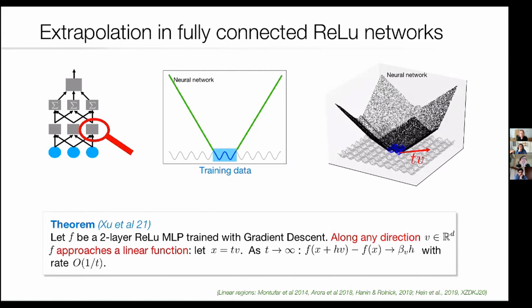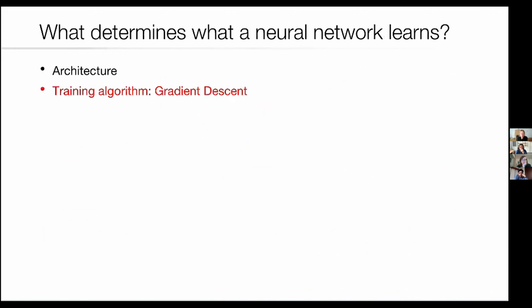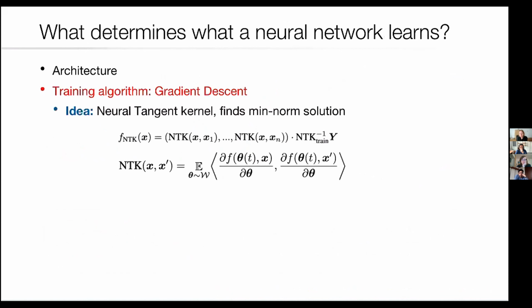So this is something to keep in mind: as you go away from your training data, this learnable part really just implements some kind of linear function, pieces of linear functions. That's what we'll have to work with. How do you prove this? Here's just the idea of the proof. That's where the training algorithm comes in. We had the architecture, now comes the training algorithm. So you look at the neural tangent kernel.